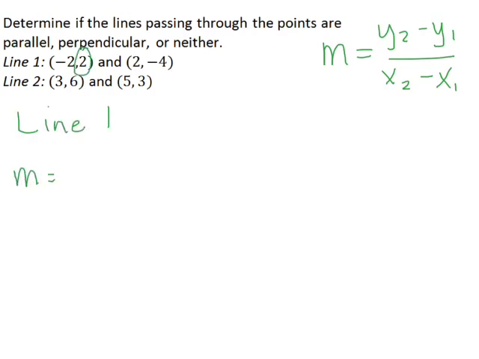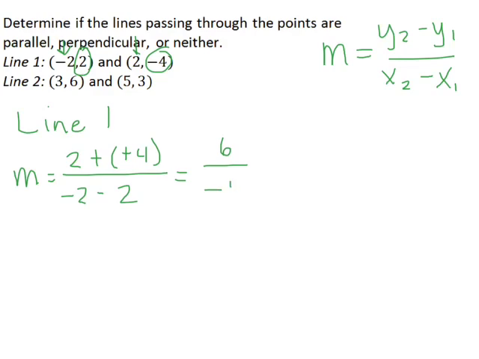We pick a y value minus the other y value, and then we use the x value of the first y value, so that's -2, minus the other x value, so 2, and I get these two negatives turn into plus, so I get 6 over -4, which reduces to -3/2. So I just pulled the negative out front.